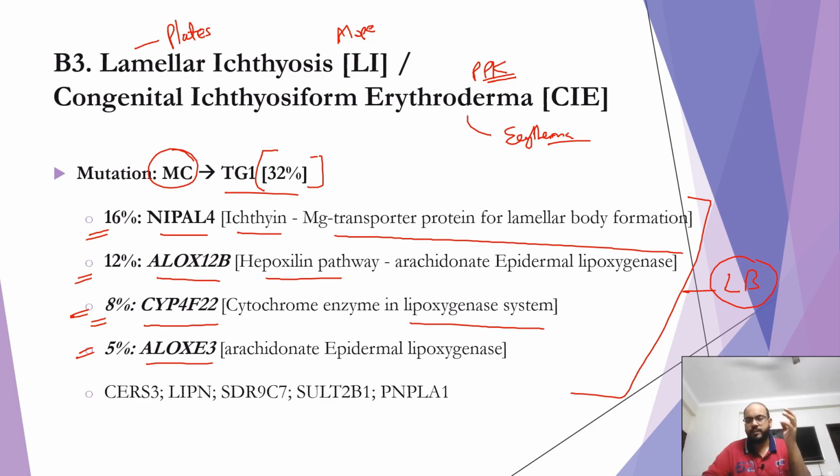So we can understand with all these aspects that even with different kinds of mutations, the problem lies in the mutated form of lamellar bodies, and the lamellar bodies are not able to properly carry out their function, and that leads to the spectrum of lamellar ichthyosis or congenital ichthyosiform erythroderma. So you can easily understand that lamellar ichthyosis has a problem in the lamellar body. So you can remember it by this. There are other genes involved like SERPINB8, CERS3, lipin, SDR9C7, SULT2B1, and PNPLA1, but you need not remember them. Just remember that multiple different kinds of genes can be involved in this spectrum.